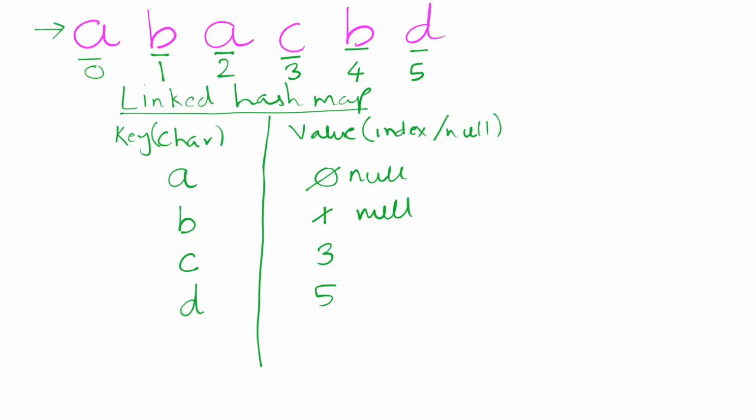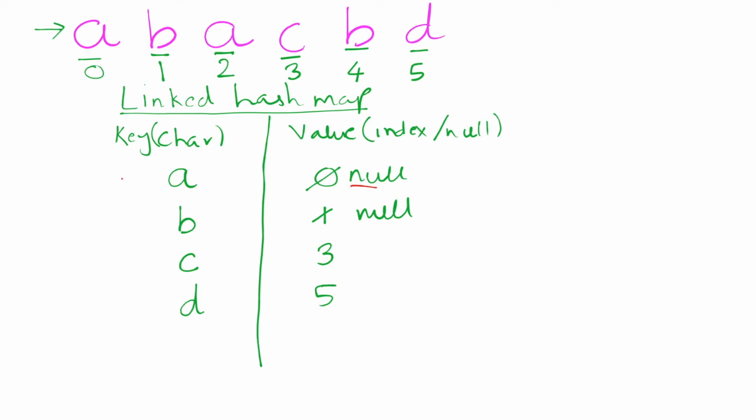To do that, we will iterate through our linked hash map itself till we find the first key with the value which is not null. As soon as we find the value which is not null, that is our first unique character, and the value is the index which we need to return. Now let's iterate through our linked hash map.